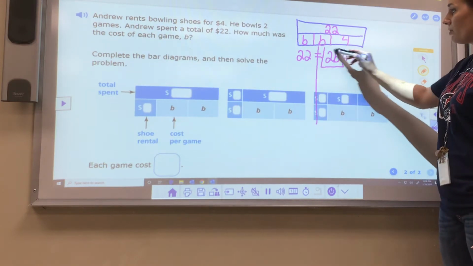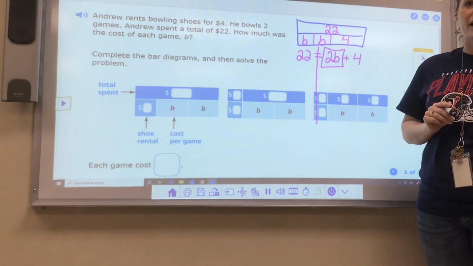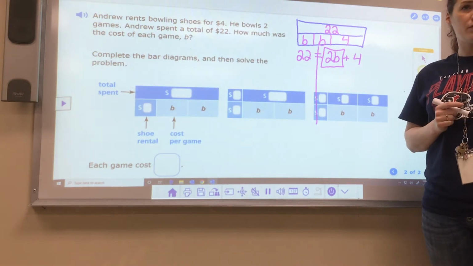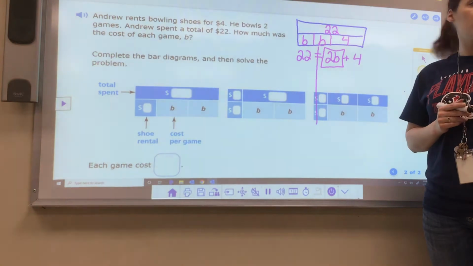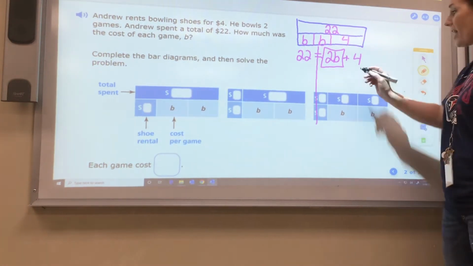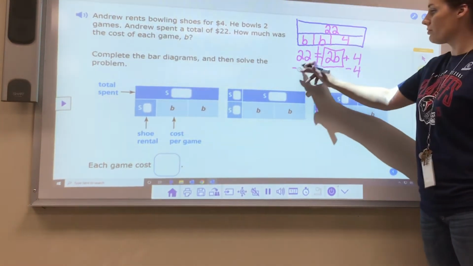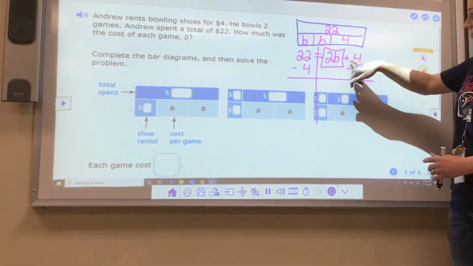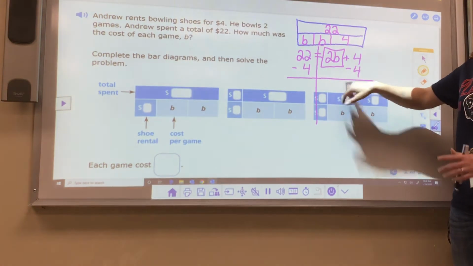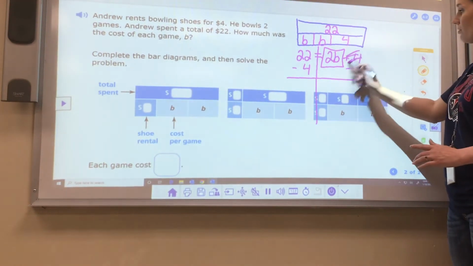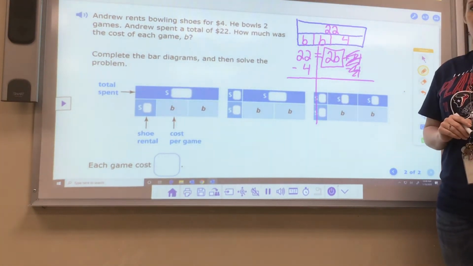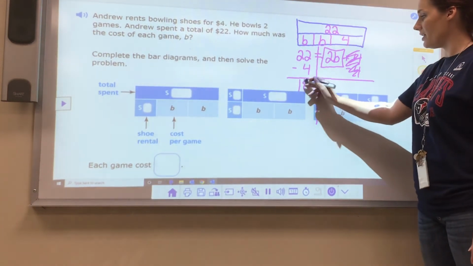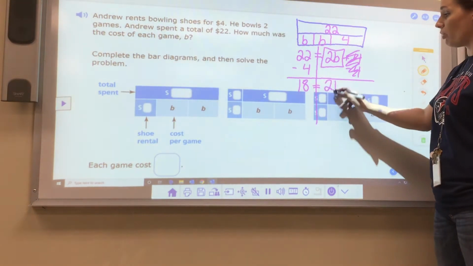Put a box around the bowling games, because that's what we're trying to get isolated. So what do I have to get rid of? Jude? The 4, the rental shoes. We're gonna subtract the cost of the rental, the shoes. Subtract 4. I had a plus sign in front of 4, so I do the inverse of subtraction. Inverse is cross out. 22 minus 4? 18. So we have the 18 is equal to the 2 bowling games.